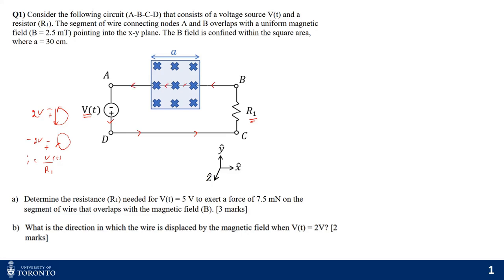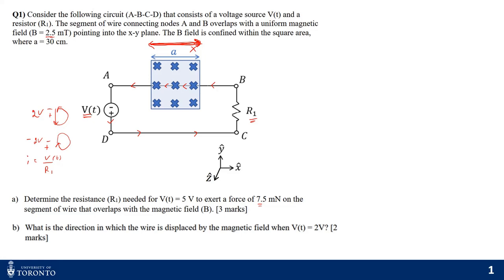And the magnetic field is into the page, and the magnetic field intensity is given here, which is 2.5 millitesla. And since a current is flowing through the magnetic field in this portion, which is 0.3 meter or 30 centimeter, a force will be applied by this magnetic field onto the current carrying wire, only in this portion, right? This portion. All right. Now we have to find the resistance R that will exert a force of 7.5 millinewton when a 5-volt source is applied.